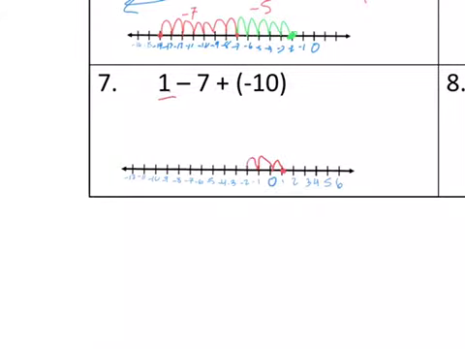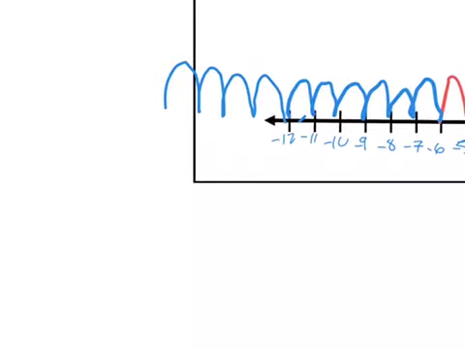1, 2, 3, 4, 5, 6, 7. So that's our minus 7. And we're going to add a negative number. When we add a negative number, it's the same thing as subtracting 10. So that is 10 more steps in the negative direction. So 1, 2, 3, 4, 5, 6, 7, 8, 9, 10. I'll put in the numbers.